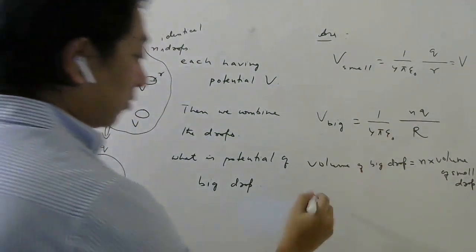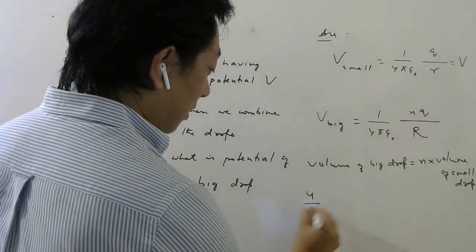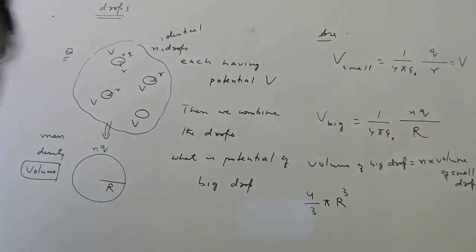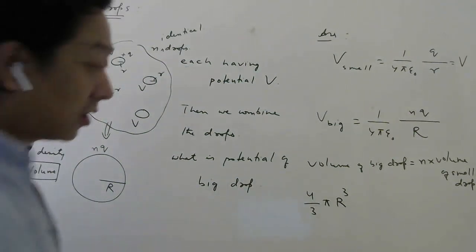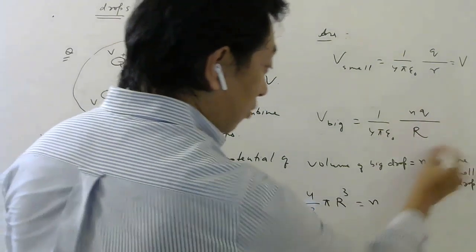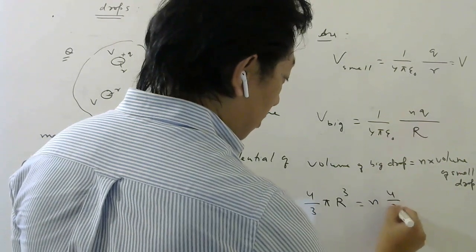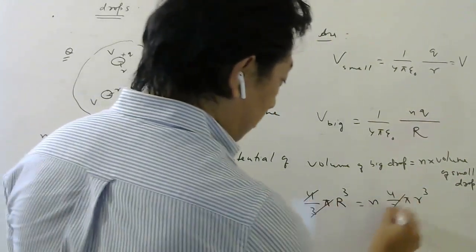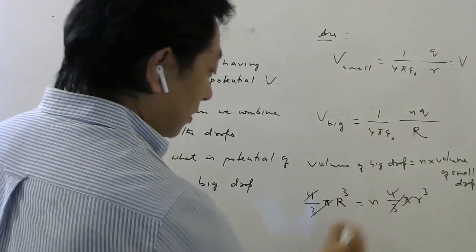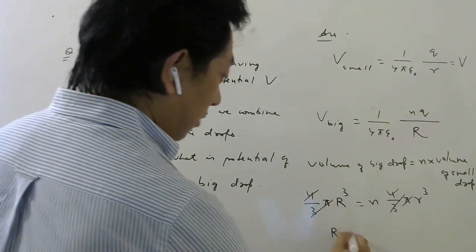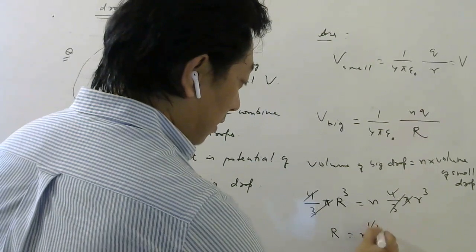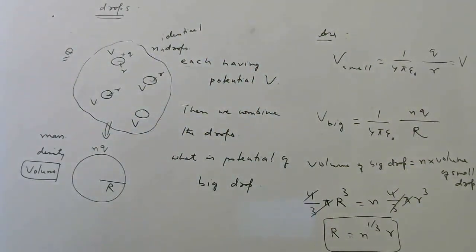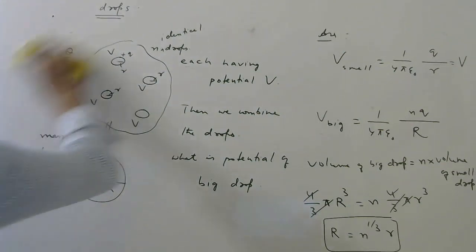Now what is the formula for the volume of a big drop? 4 by 3 pi R cube, where R is the radius of the big drop. This formula you know for the volume of a sphere, and this will be n times the volume of the small drop, 4 by 3 pi r cube. So 4 by 3 pi, 4 by 3 pi you can cancel. So R will be equal to n power 1 by 3 times small r, right? So this is the relation between capital R and small r.